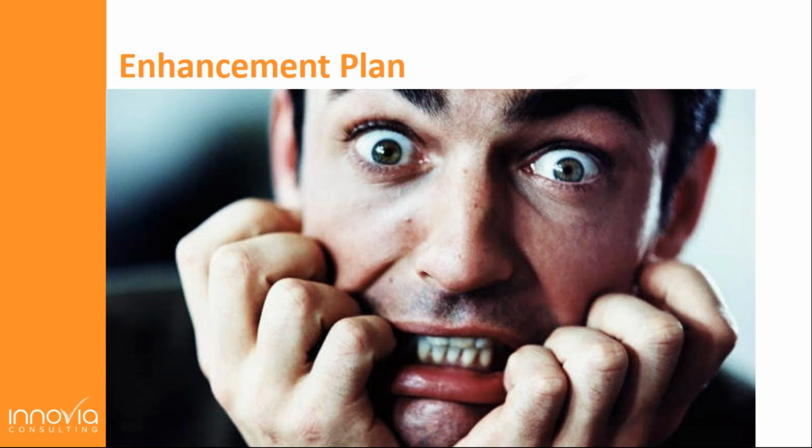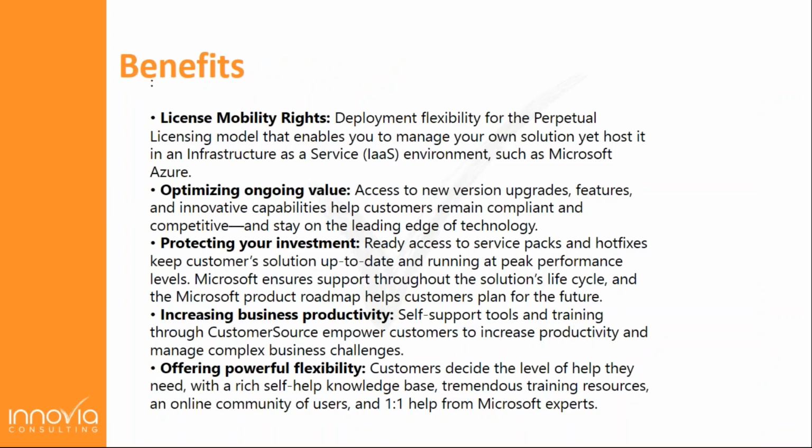Okay, now another scary area as it relates to licensing is the enhancement plan. That is a recurring 16%, at least as it relates to Microsoft. Some of the ISVs have differing percentages up to, I think, 20%. But it's definitely an important piece of the overall total cost of ownership.